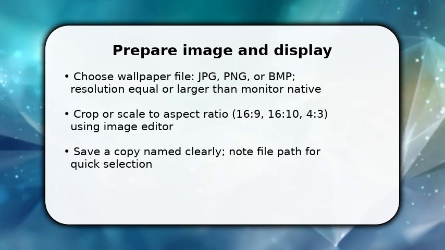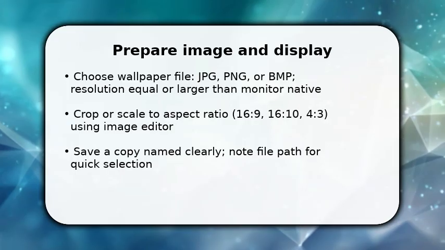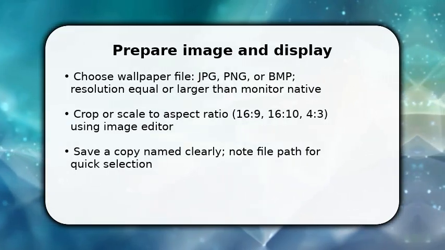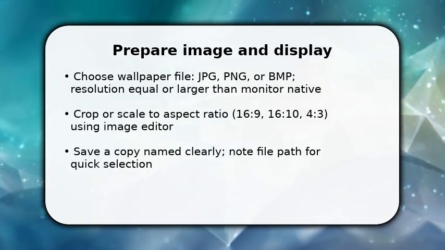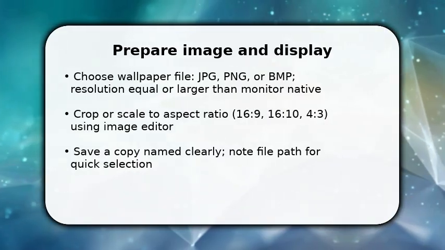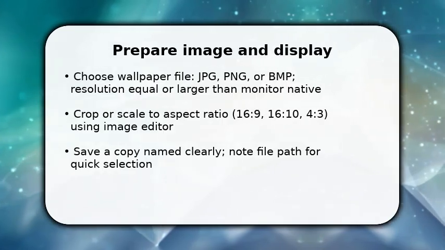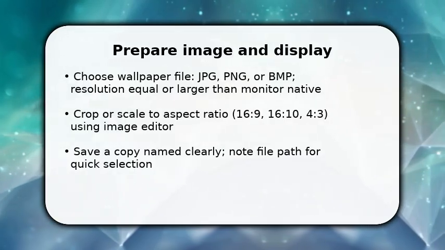Enjoy the video. You start by preparing the image and confirming the display. Pick a high-resolution JPG or PNG at or above the monitor's native resolution so it won't blur. Once done, crop or scale the image to match the screen aspect ratio, 16:9 for most modern monitors, and save a clearly named copy to a known folder. Make sure the file path is easy to reach. This speeds the next steps and avoids accidental use of the wrong file.